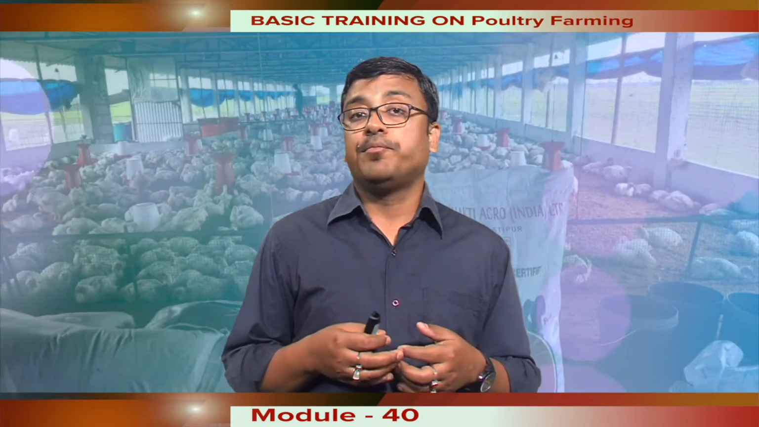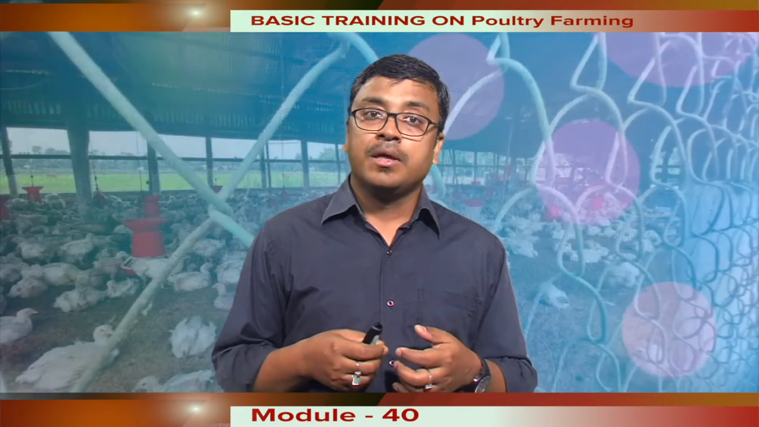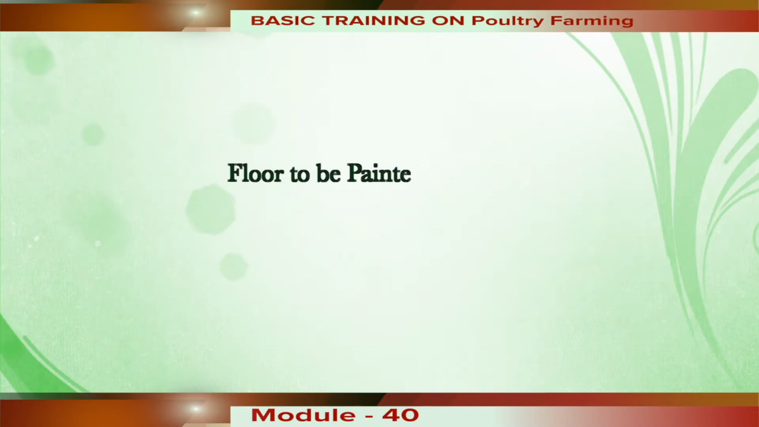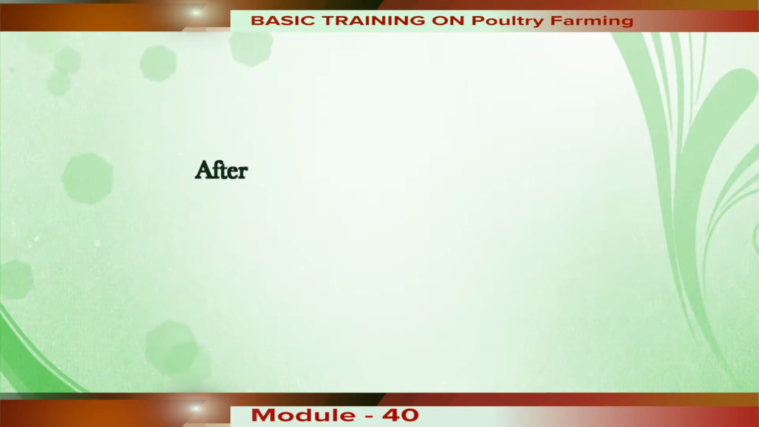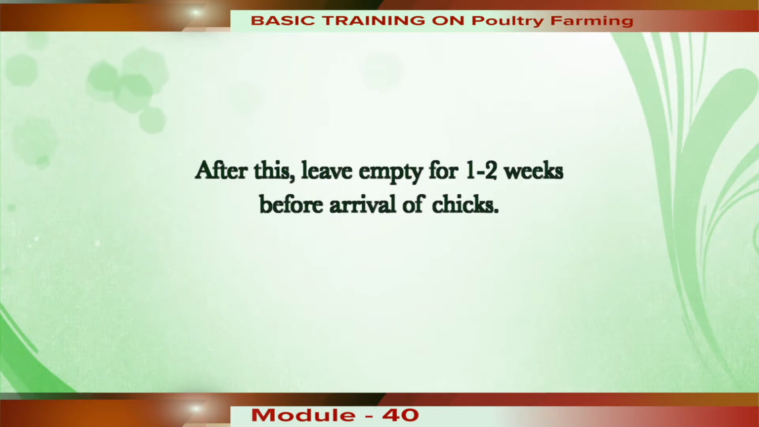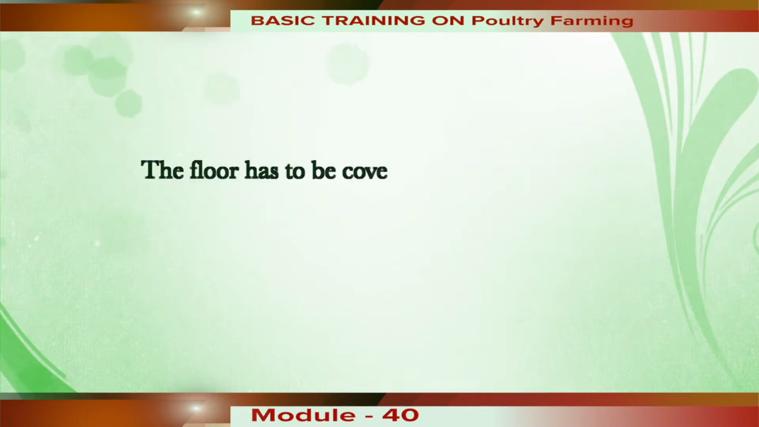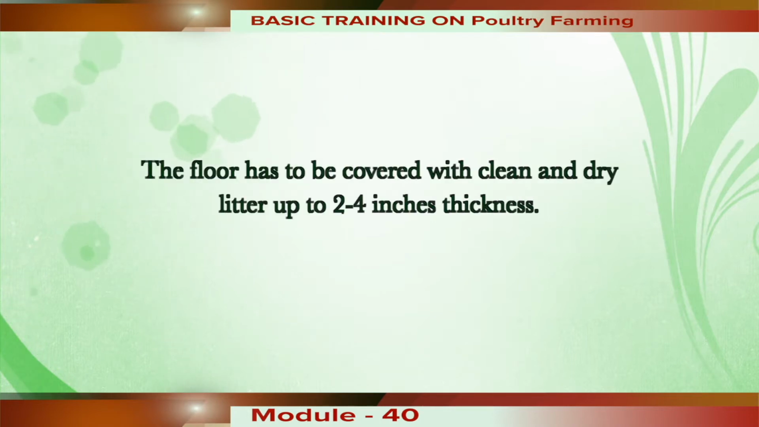Now let us outline some of the requirements for the preparation of poultry house or shed. It should be cleaned and disinfected before the arrival of the chicks. The floor to be painted with lime. After this, leave the floor empty for 1 to 2 weeks before the arrival of the chicks. Heat or light should be provided for at least 24 hours before the chicks arrive. The floor has to be covered with clean and dry litter up to 2 to 4 inches thickness.